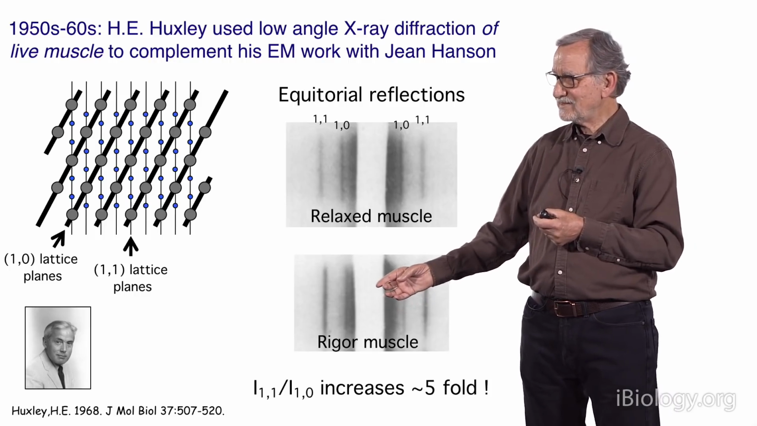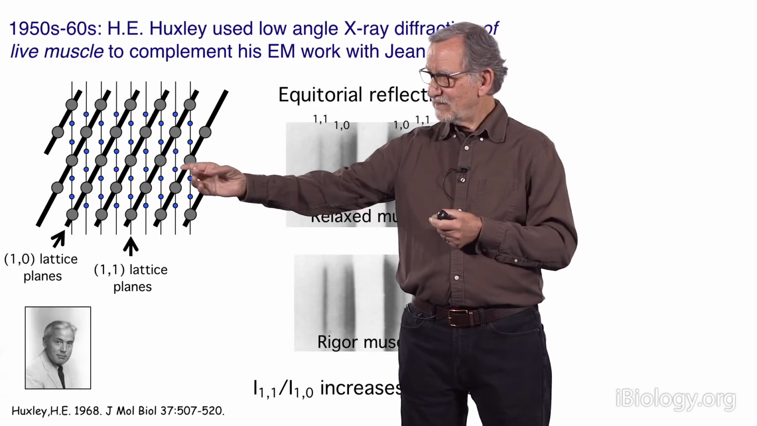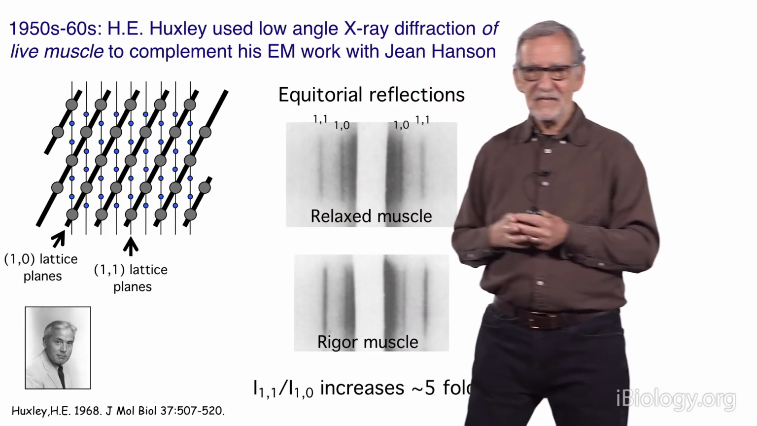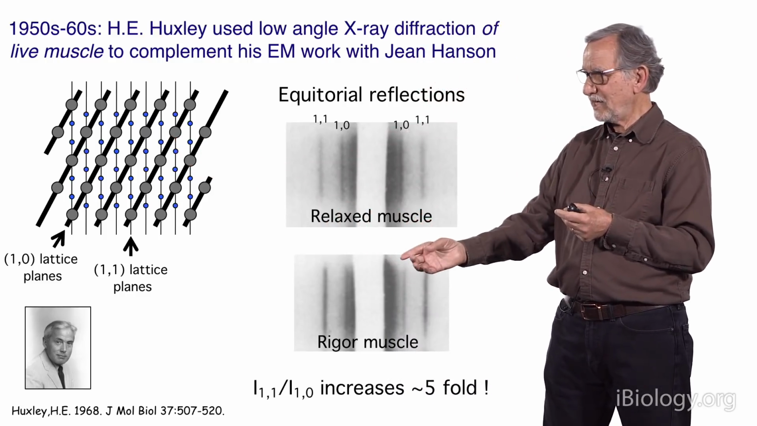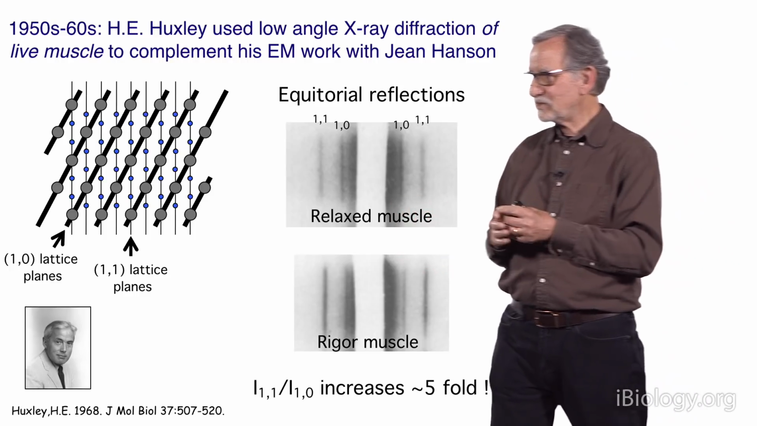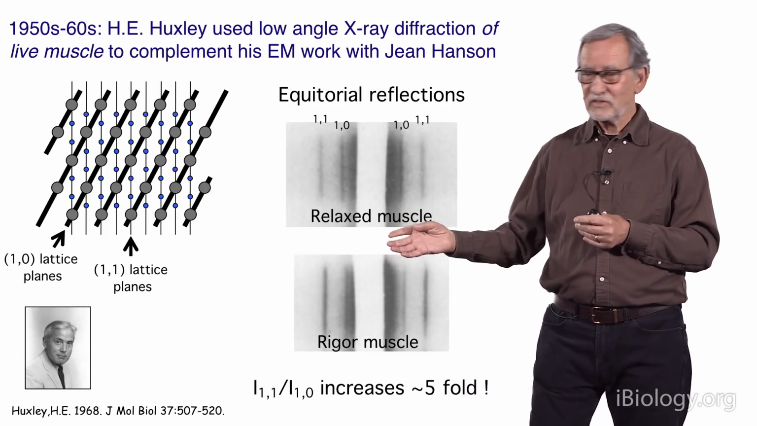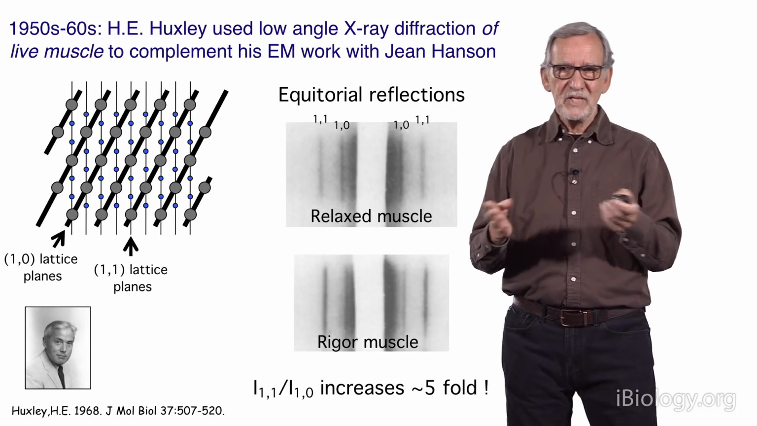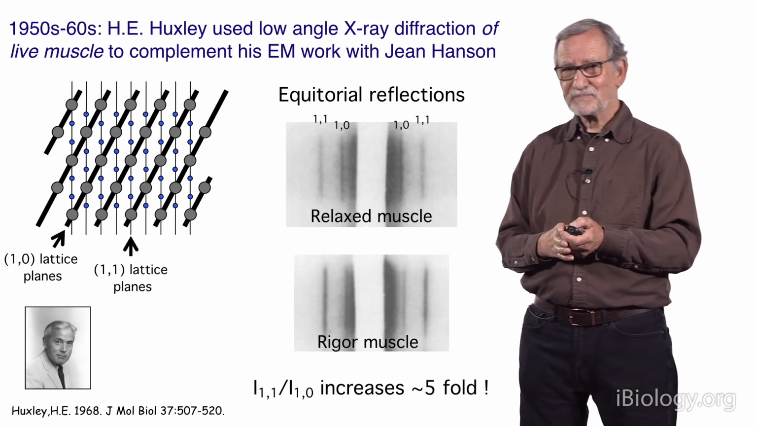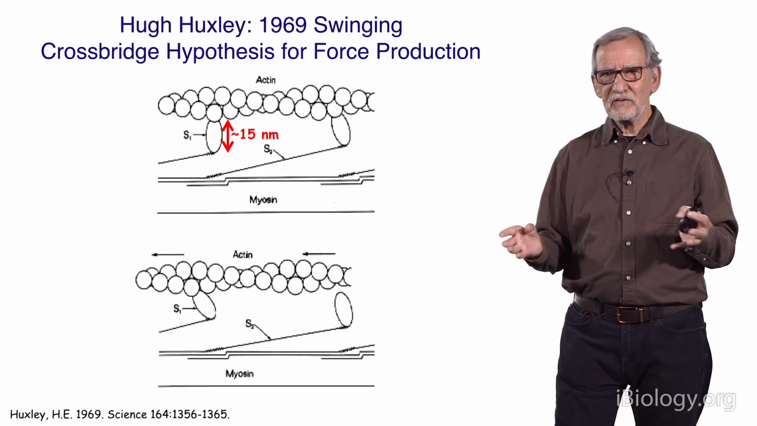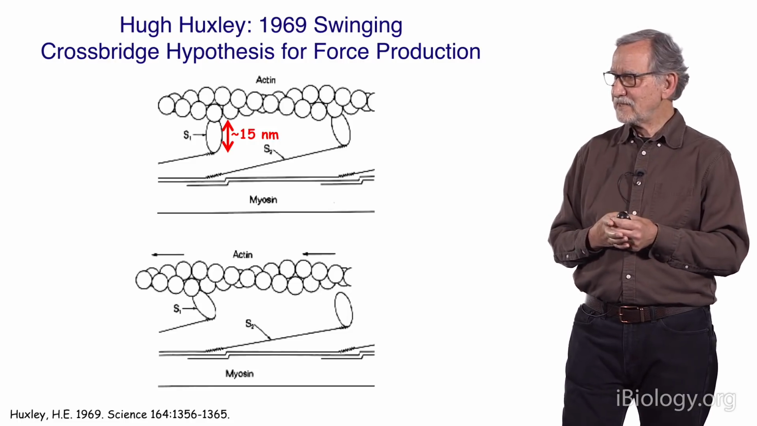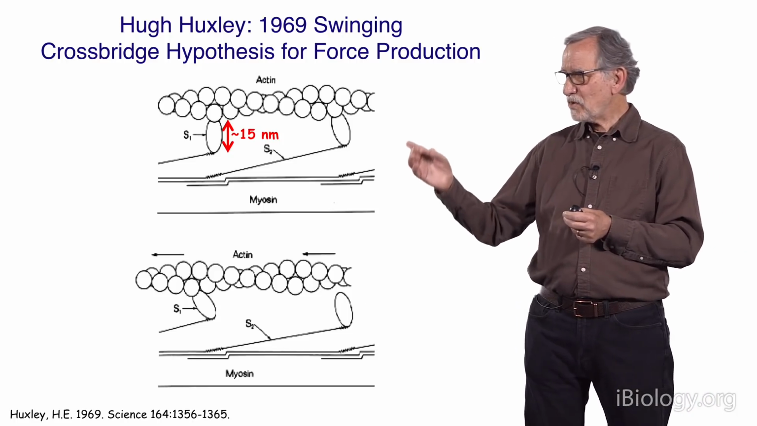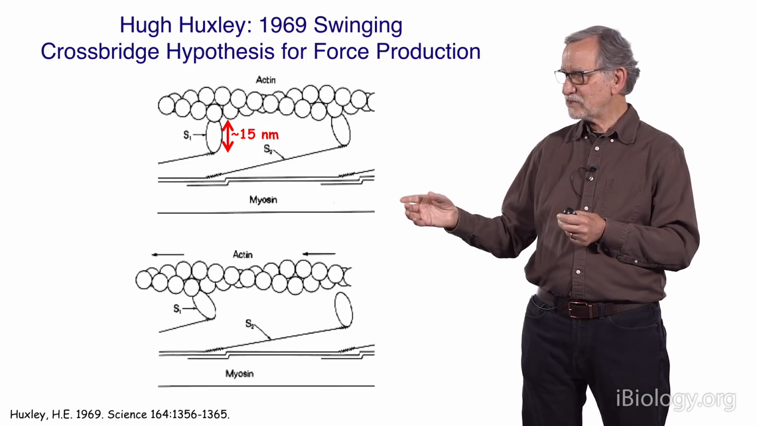And what this means is mass is moving from the thick filament toward the thin filament, which gives rise then to this change. And we're going to come back to this 1-0, 1-1 reflection in a later lecture. But this is just to give you a little introduction to this, and I'd encourage you to go and read about diffraction theory a little bit to understand this. Okay, so given all of this, Hugh Huxley in 1969 wrote a famous Science paper which summarized his views on how the muscle really worked.